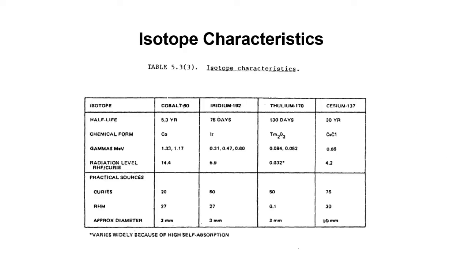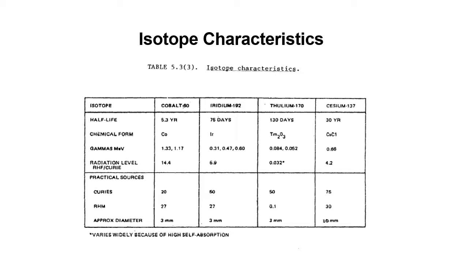Here's a slide that shows a side-by-side comparison of isotopes and their characteristics. You can see the half-lives. For cobalt, it's 5.3 years, iridium 75 days, and for Cesium-137, it's 30 years. But then you go down to the practical source. So you're looking at how many curies it's kicking off. Cobalt-60 is kicking off 20 curies, Iridium-192 is kicking off 50, and Cesium-137 is kicking off 75.